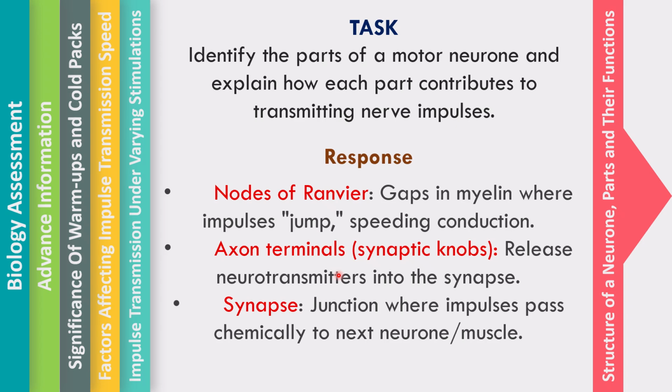Axon terminal, synaptic knobs, release neurotransmitters into the synapse. Synapse, junction where impulses pass chemically to the next neuron or muscle.